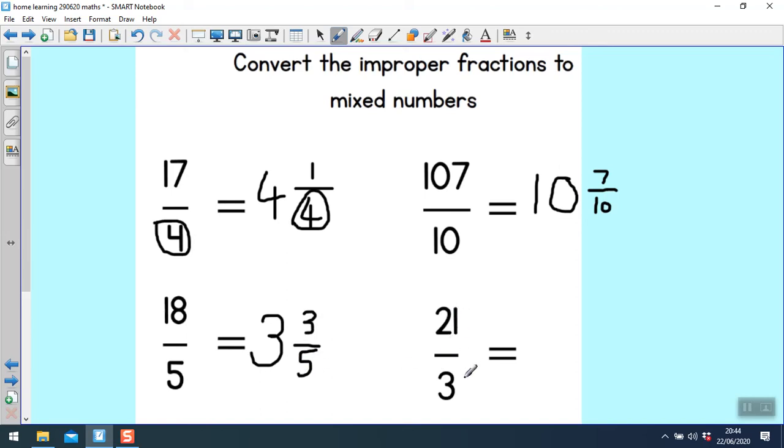And what's 21 divided by 3? So how many 3's are in 21? And it's 7. And there's no fraction left over, so it's just a whole number for this one.